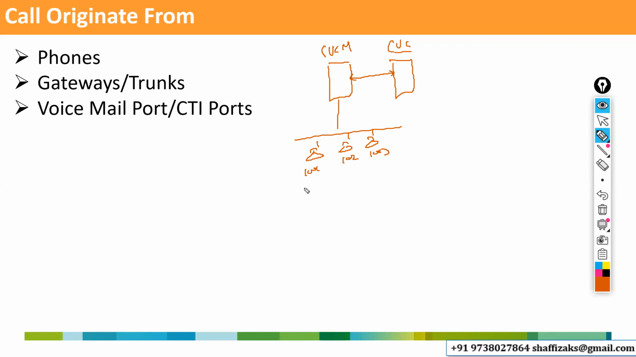Now, this is user 1 with extension 1001. The same profile must exist here also: user 1, 1001. Then only it's possible. Now someone is calling and this user is not answering the call, so the call goes to voicemail. To reach the voicemail from here to here, we require voicemail port numbers, which we have to configure here.